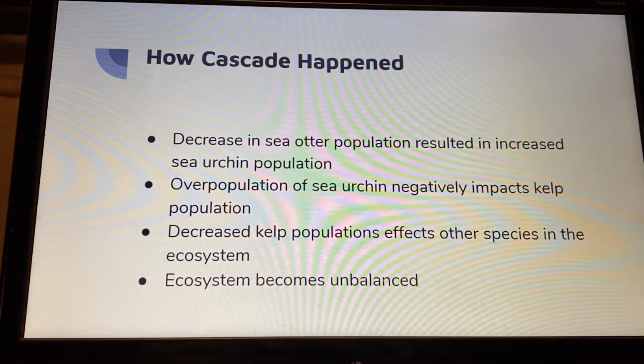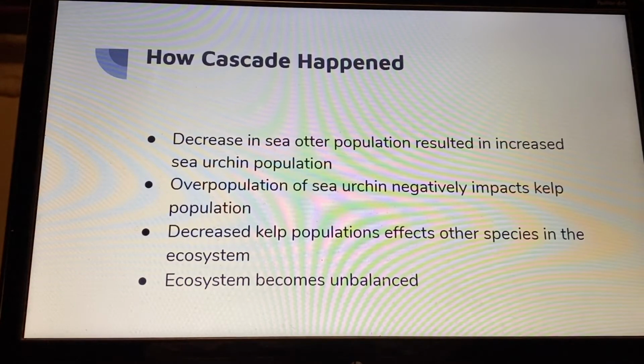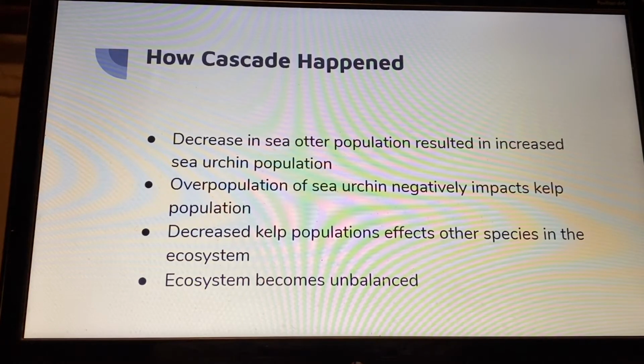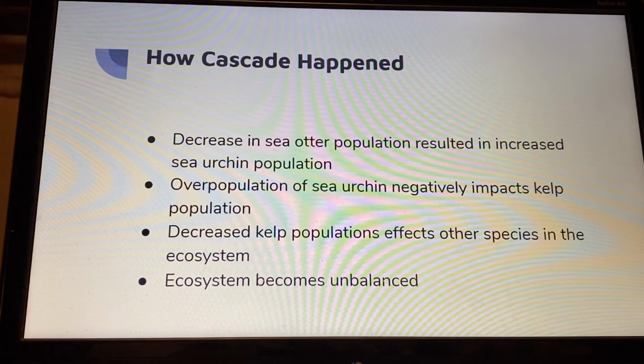So how did this cascade happen? It happened because a decrease in the sea otter population resulted in an increase in the sea urchin population, because there weren't enough otters to eat the sea urchins. And the overpopulation of sea urchins negatively impacted the kelp population. And so decreased kelp populations affected the other species in the ecosystem. So that kind of threw the whole ecosystem off and unbalanced it.